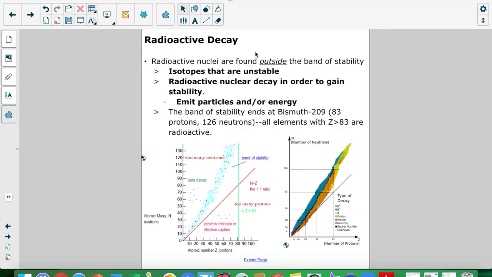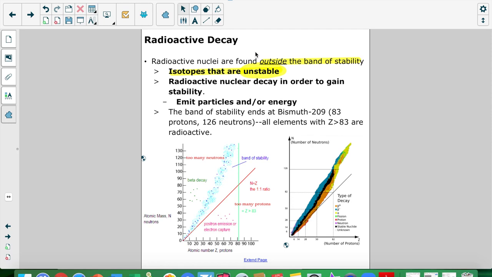Now, continuing with the band of stability. Any nucleus that is outside the band of stability, which, as I told you, I'm going to mark again, is this black area here, anything outside that black area is going to be considered an unstable isotope. It's going to be unstable.